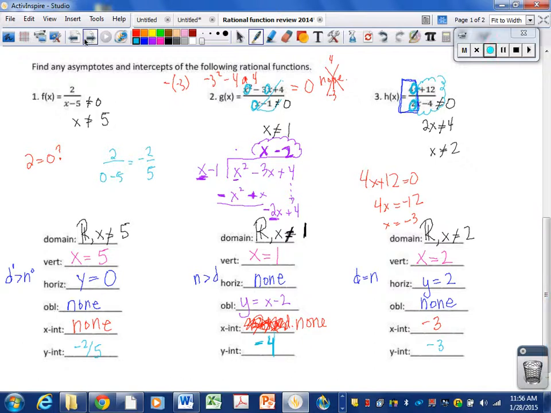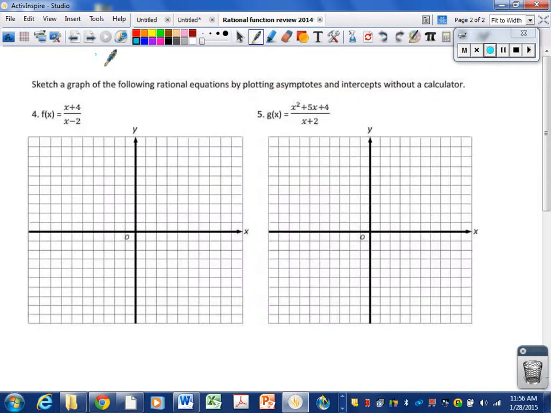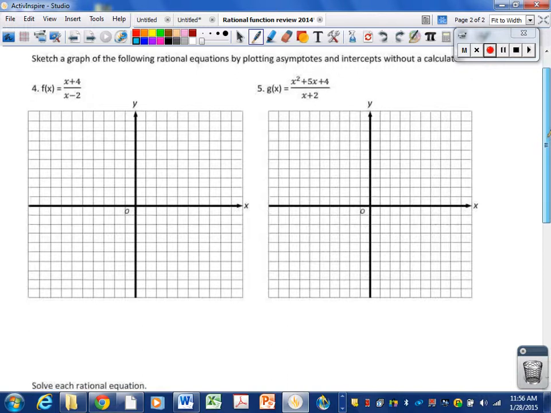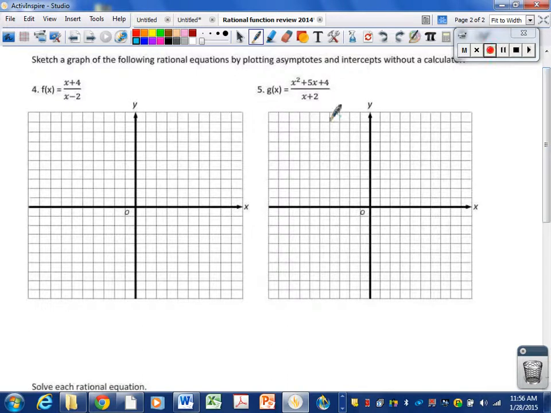Okay, moving on. Page number 2. Okay, let's sketch a graph by plotting asymptotes and intercepts. Okay, so let's see. The vertical asymptote. What color was that? That was pink. We have x minus 2 equals 0, so x equals 2 is the vertical asymptote. So here is your vertical asymptote line through positive 2.